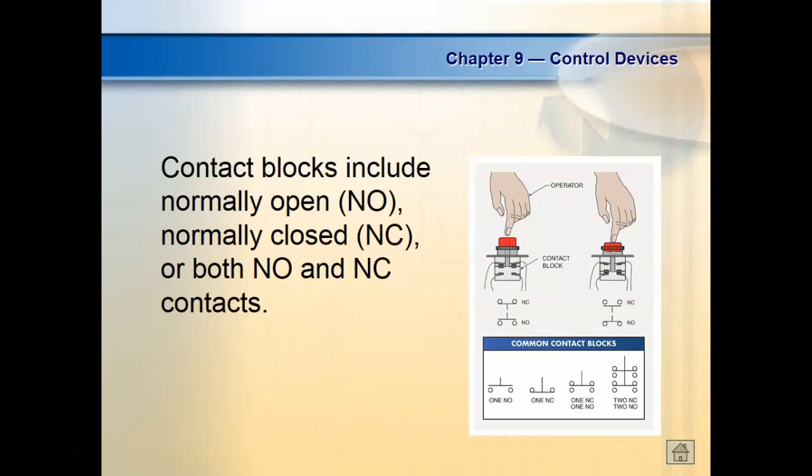Contact blocks include normally open, normally closed, or both, or multiple contacts, right? Like I said, some of them are fixed. Some of them you can actually add to. It's got terminals on it somewhere where you can bring your conductors into the block itself. And these are usually in some type of enclosure that helps protect the connections from the environment.